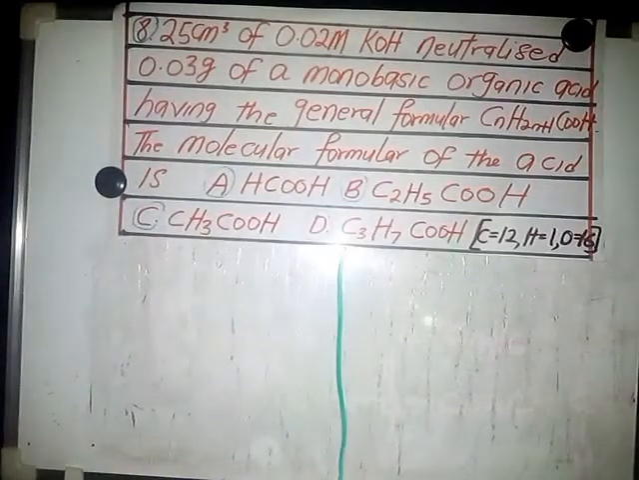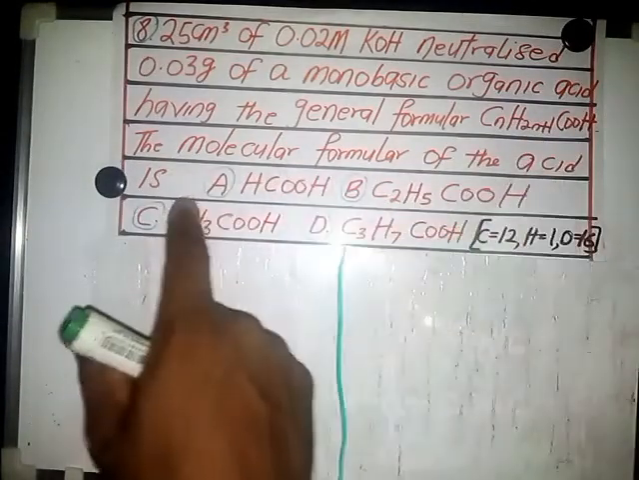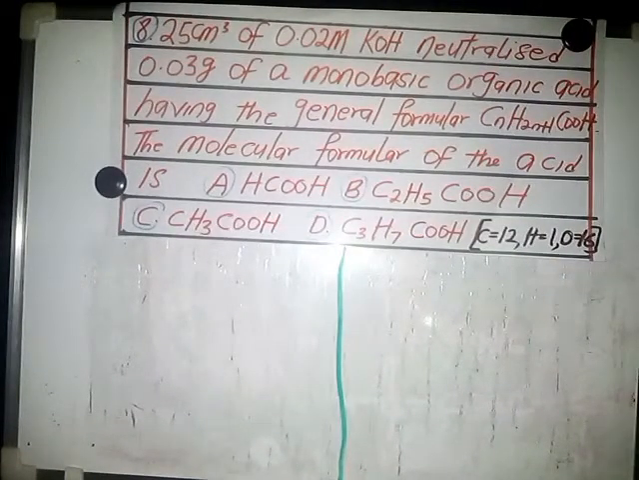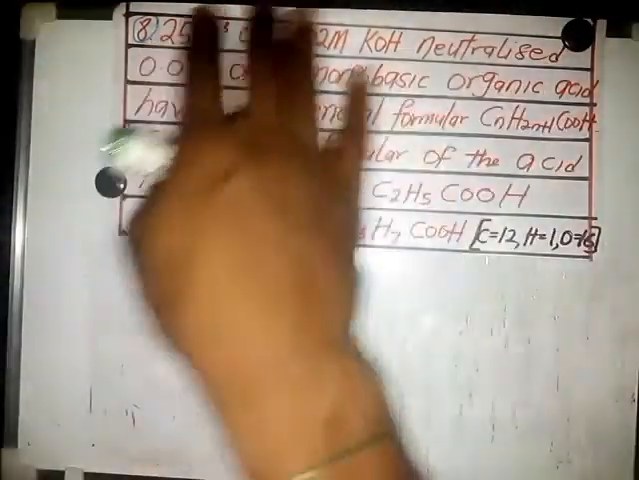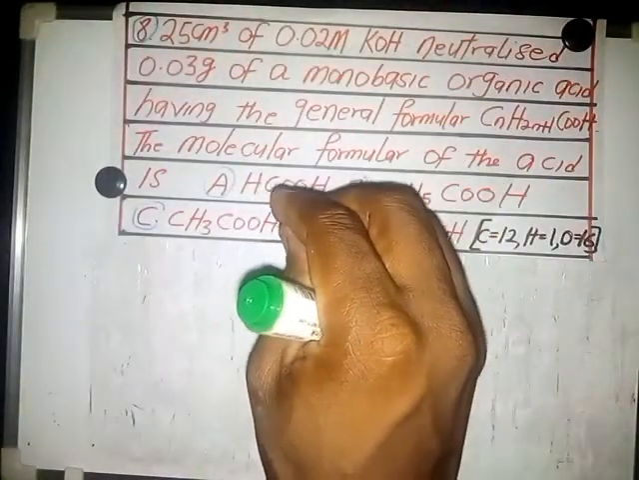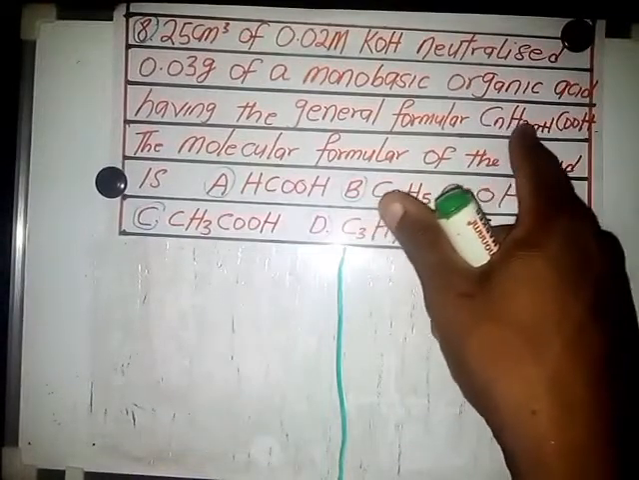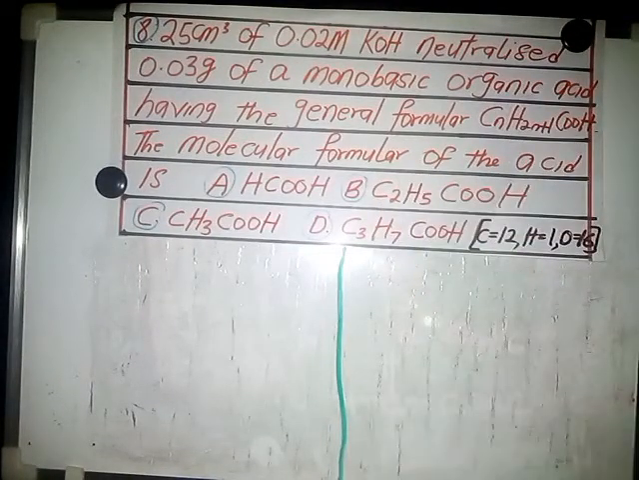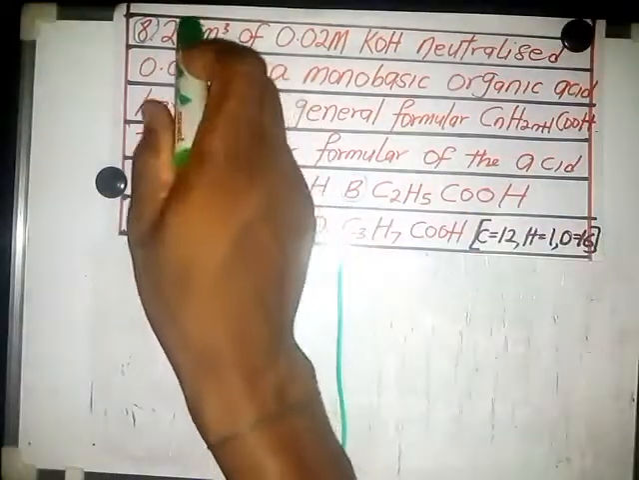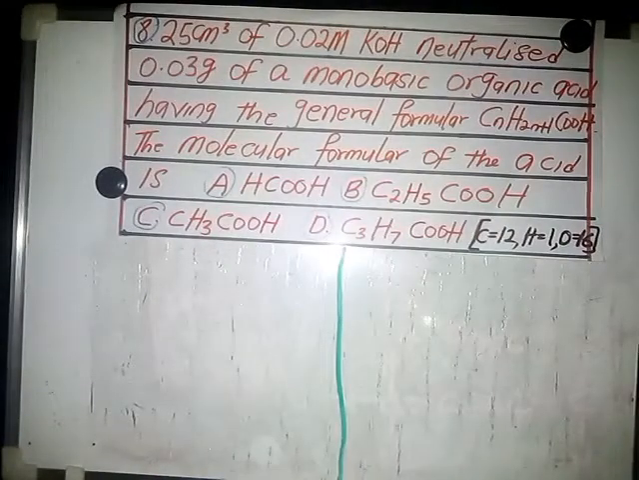25 cm cube of 0.02 mole potassium hydroxide neutralizes 0.03 gram of monobasic organic acid having the general formula CnH2n+1COOH. The molecular formula of the acid is dash. So for this question, we have to take it step by step. First, from the question you are given, you have to calculate the molecular mass so that you can use it to solve. So I want to calculate the molecular mass now.